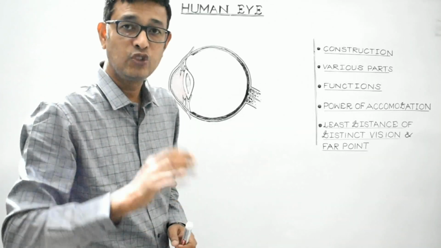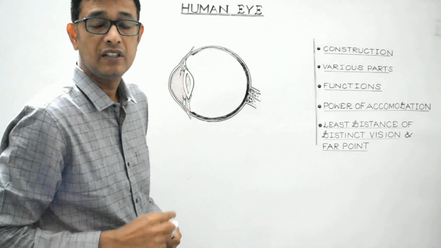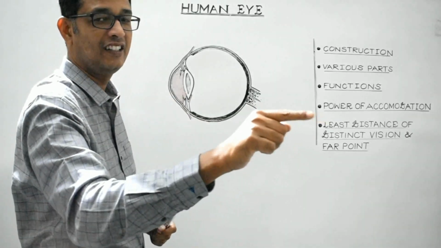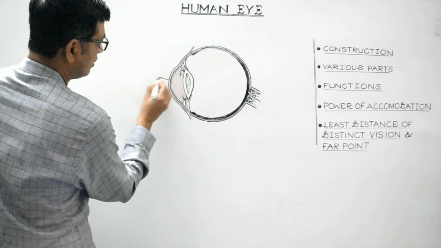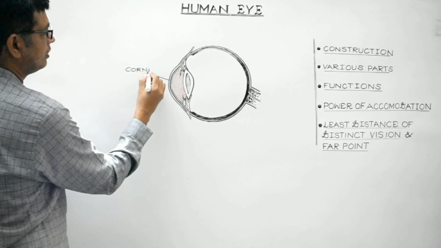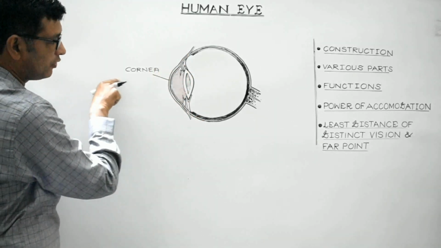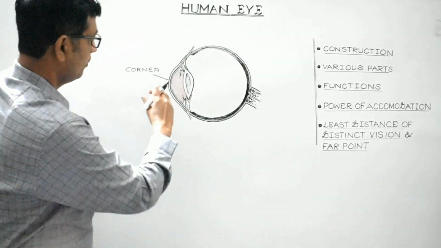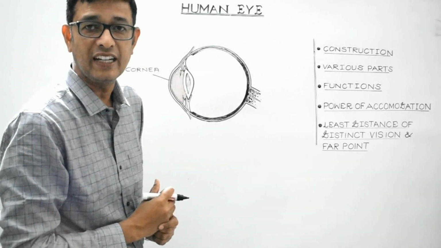And as you are aware, the front curved transparent tissue through which the light enters the eye is known as cornea. So, this portion is known as cornea. It is actually the transparent curved tissue in the front of the eye through which the light enters. That's cornea. Behind the cornea, there is a central diaphragm known as iris.